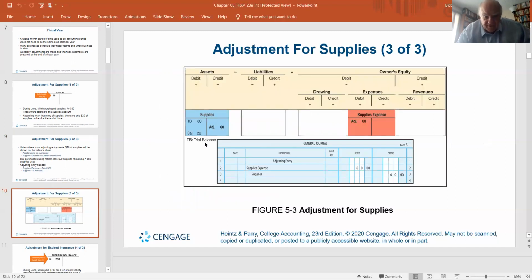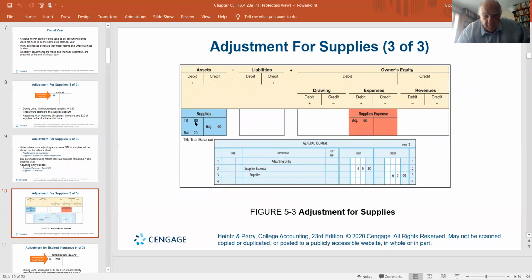Take a look at the asset account now. Before we adjusted, it was 80. After we adjusted, it's now 60. Look at your supplies expense. We had 0, and the only activity we're going to show this month is that we used $60. There is your journal entry.